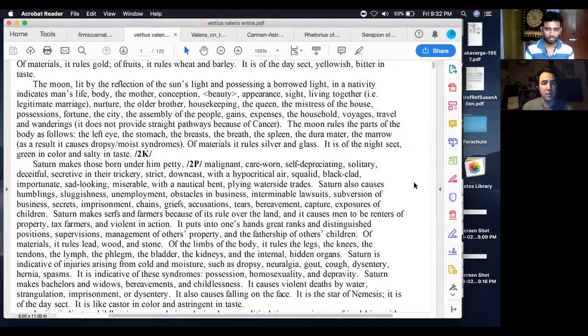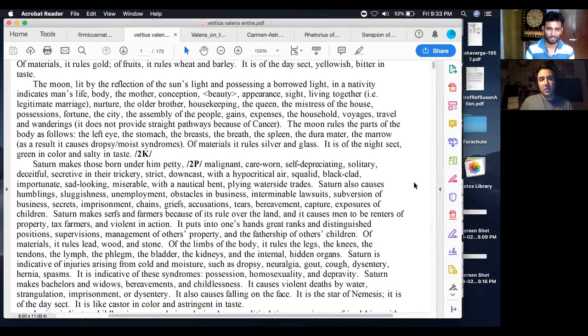For Ptolemy's system, the moon rules the first 4 years of anybody's life. Those are the years where you're probably closer to your mother than ever. After being born, she's breastfeeding you, she's nurturing you, or she's not. There are plenty of cases where the mother's not present, and that's a whole other thing.